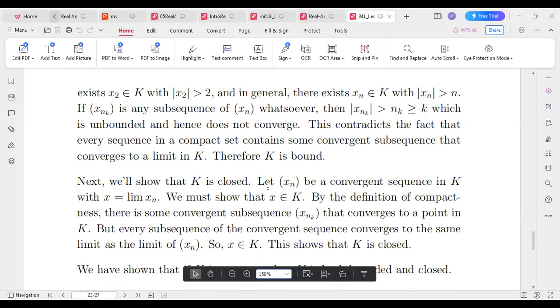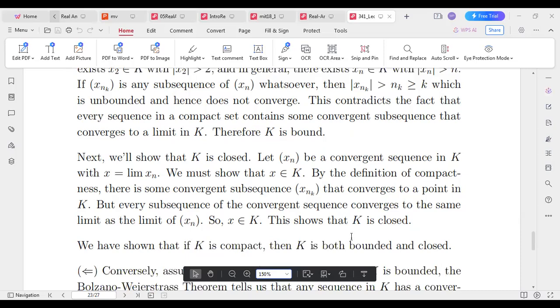Next, we will show that K is closed. Let xn be a convergent sequence in K with limit of xn equal to x. We must show that x is an element of K. By the definition of compactness, there is a convergent subsequence of xn in K that converges to a point in K. But every subsequence of a convergent sequence converges to the same limit as xn, which is x. So x belongs to K. This shows that K is closed. It has the same limit. This is why it is closed.